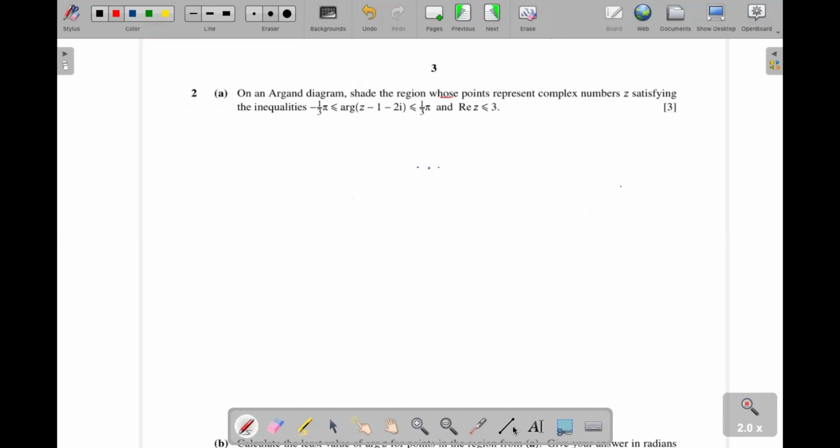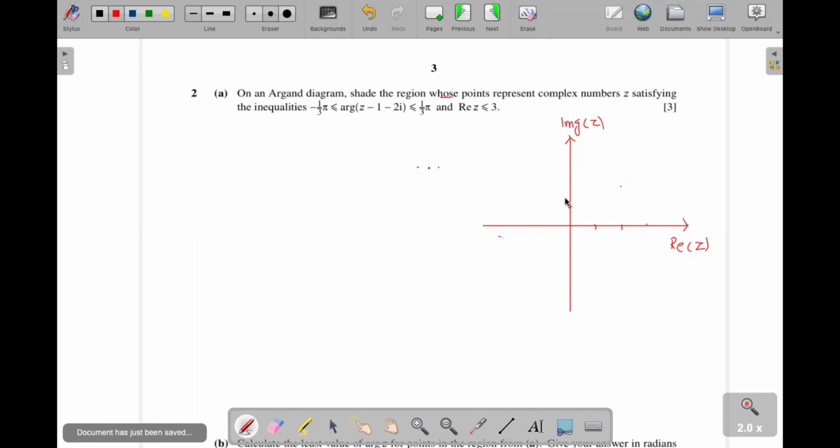Firstly, we will draw the Argand plane. It consists of two axes. Along the x-axis is called the real axis, and along the y-axis is called the imaginary axis. Now we mention the real values here along the x-axis, 1, 2, and 3. And the same on the imaginary axis, we mention 1, 2, and 3. Now you see here, this inequality is argument of (z minus 1 minus 2i) less than pi over 3 and greater than minus pi over 3.